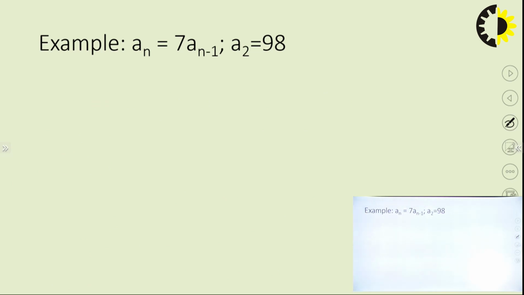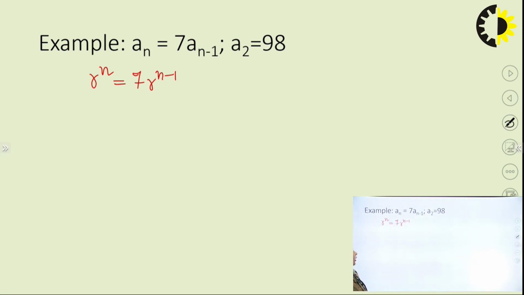Now, we have another example. Let us first see what type of relation this is. Since my nth term is again dependent only on one term, that is a_(n-1), this is again a linear first order recurrence relation. Now, to solve this, first step, as we have done earlier, we will first convert this to R format. So, we get R to the power n is equal to 7 R to the power n minus 1.